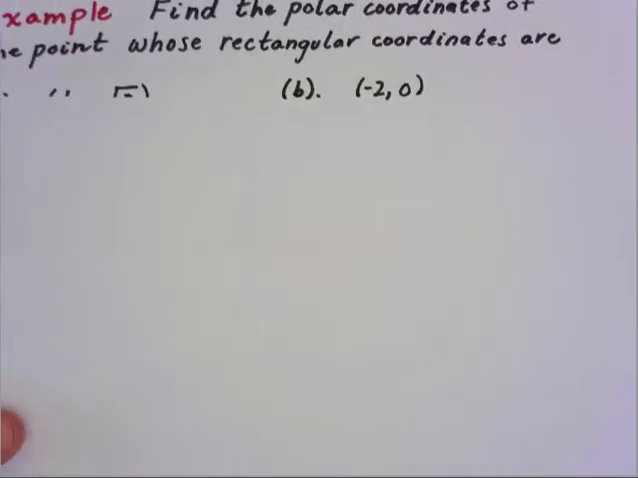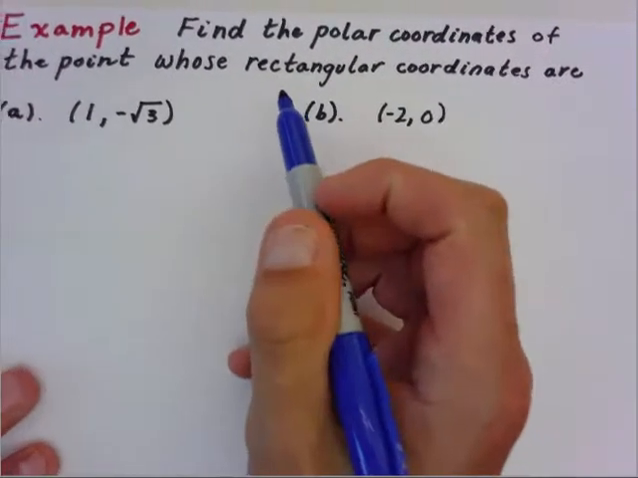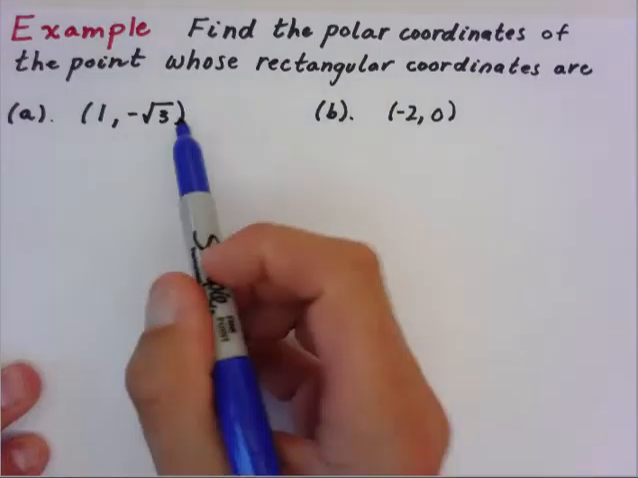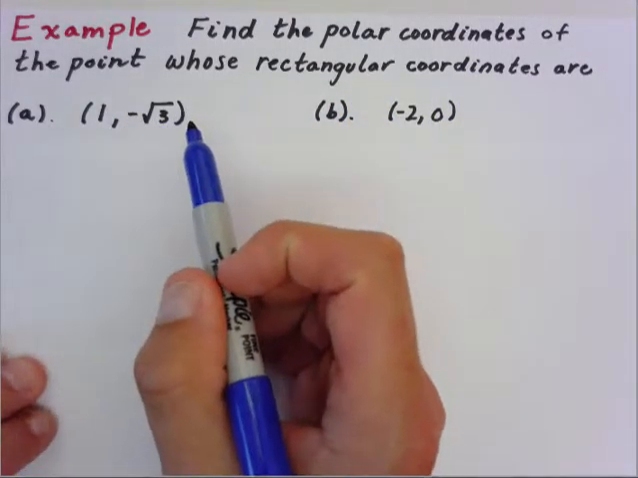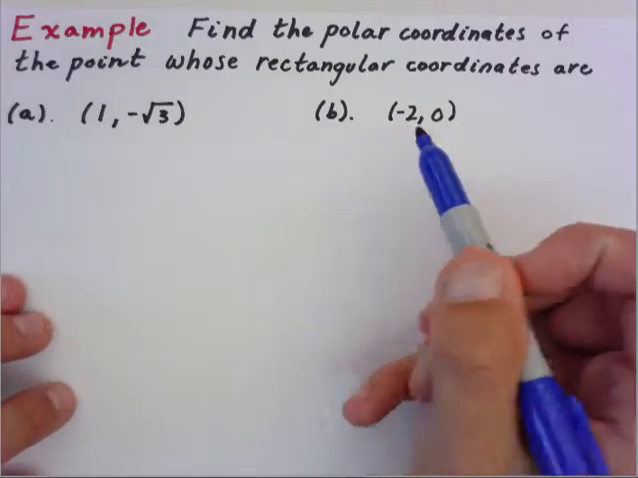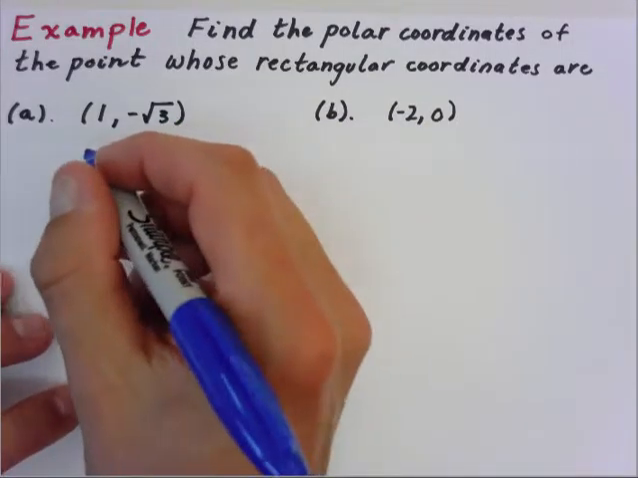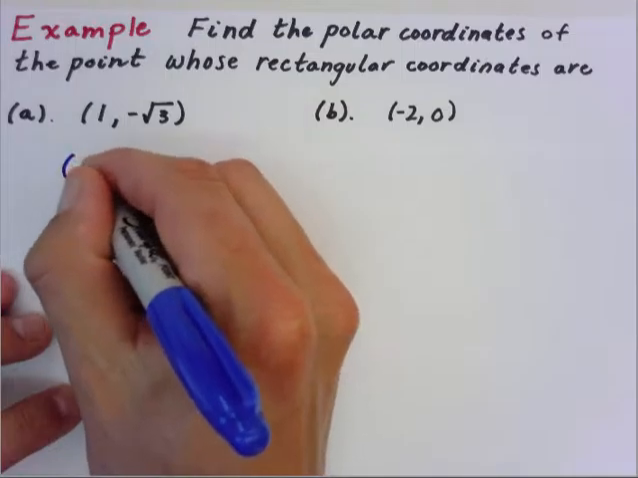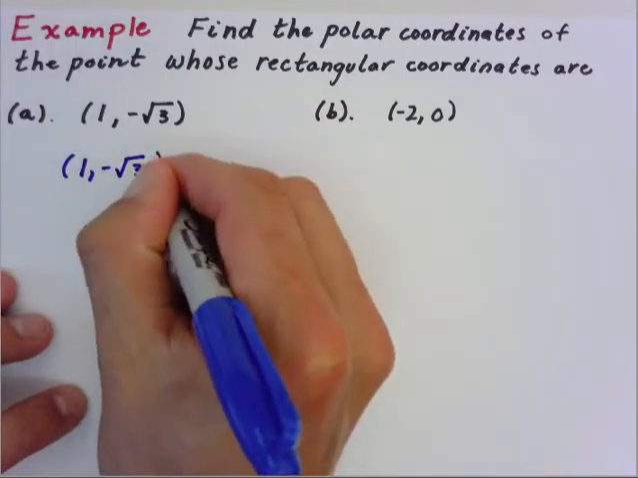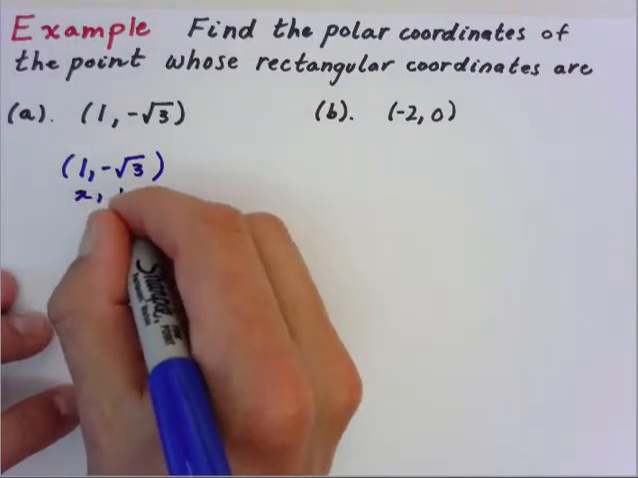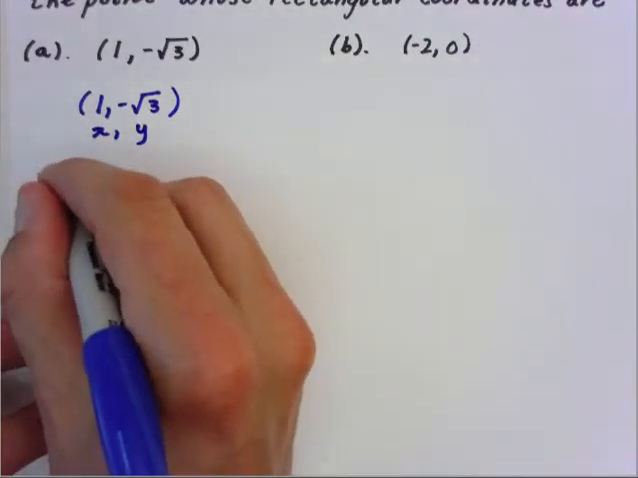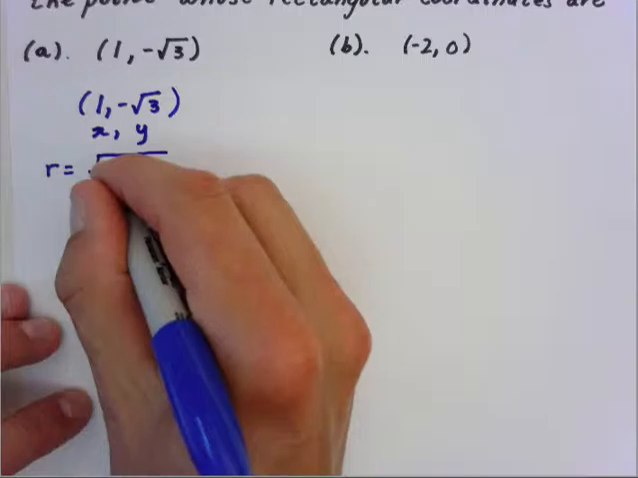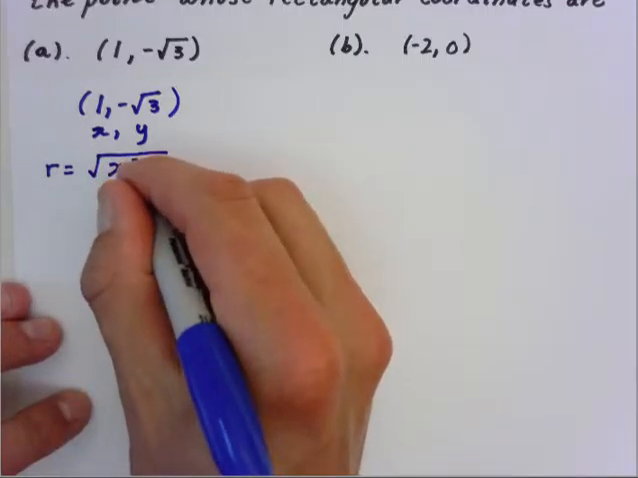Alright, so let's look at our first example. Example number 1. Find the polar coordinates of the point whose rectangular coordinates are a, 1, negative root 3, and b, negative 2, 0. So a couple things we can think about if we rewrite this 1, negative root 3. We know this is x and this is y. So we can quickly find our r value. So r is equal to the square root of x squared plus y squared.